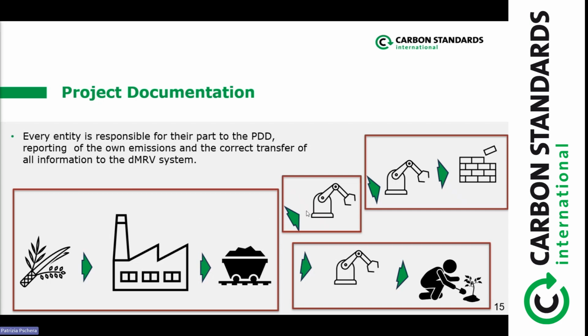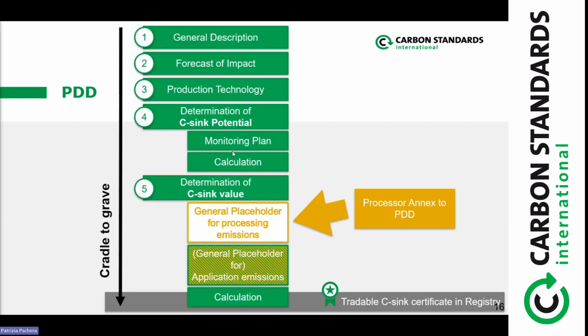But there are also processors that contribute their own part to the PDD in the form of an annex. And in the end, there might be even more than one processor included in one value chain. And the last bit, the application to an accepted matrix, needs to be documented as well. And that leads to a PDD that covers everything from cradle to grave.